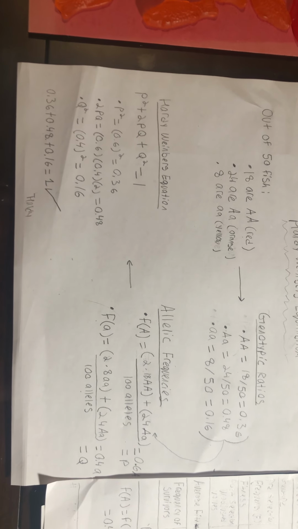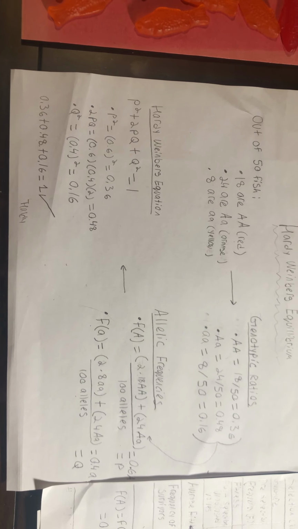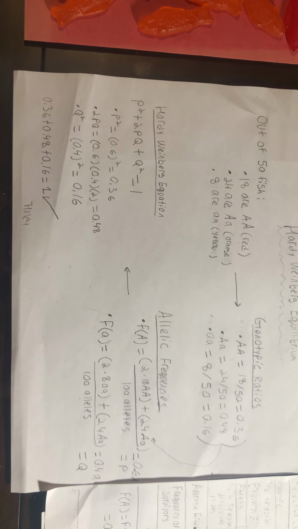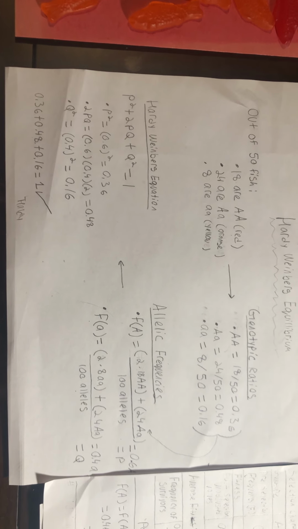Now that we know the genotypic frequencies, we can find the allelic frequencies by taking the total number of each allele and dividing it by the total number of alleles in the population. Doing this gets us 0.6 for the frequency of big A alleles and 0.4 for the frequency of little a alleles.